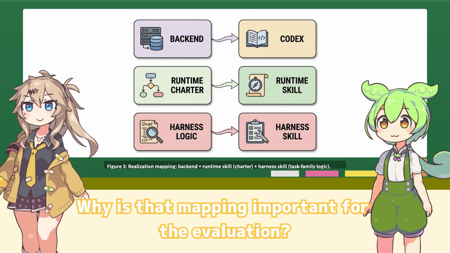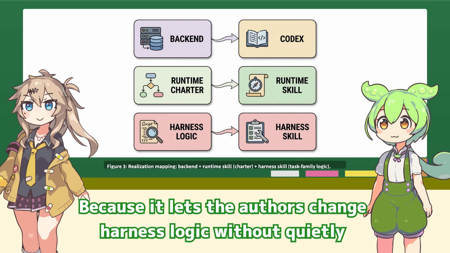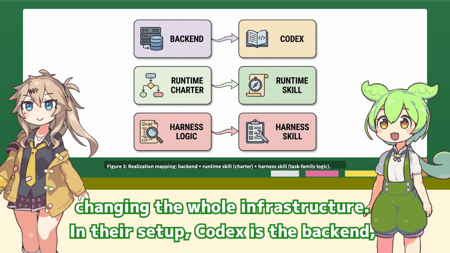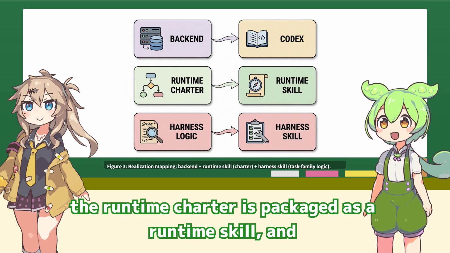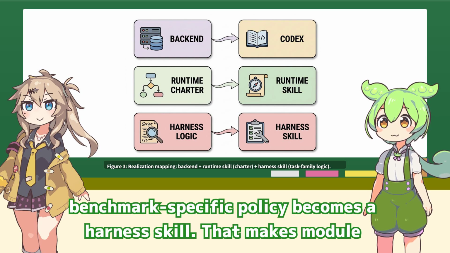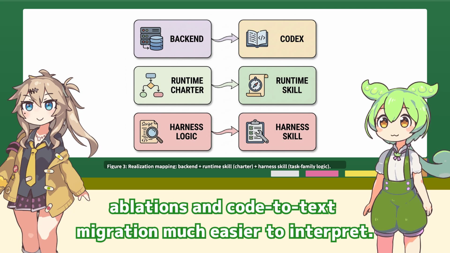Why is that mapping important for the evaluation? Because it lets the authors change harness logic without quietly changing the whole infrastructure. In their setup, Codex is the backend. The runtime charter is packaged as a runtime skill, and benchmark-specific policy becomes a harness skill. That makes module ablations and code-to-text migration much easier to interpret.